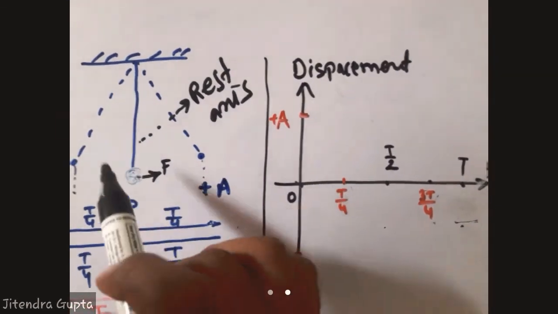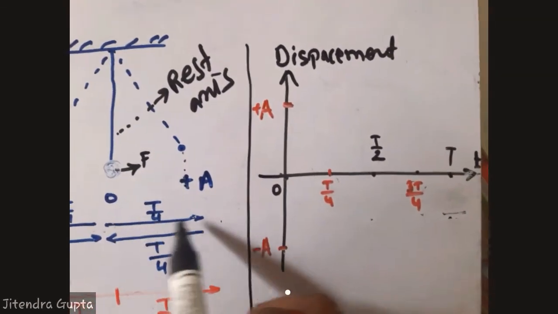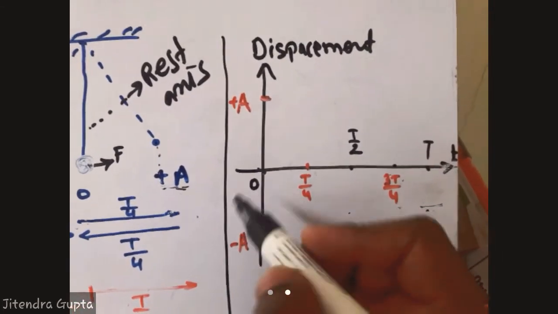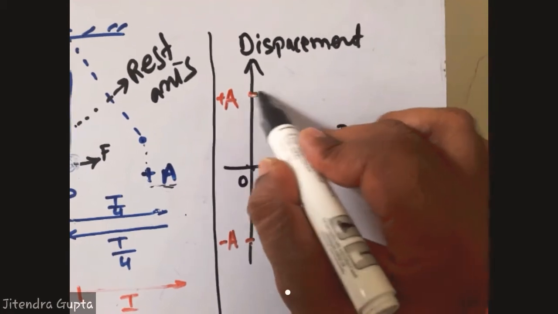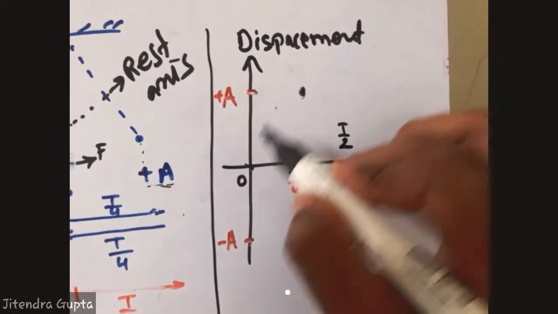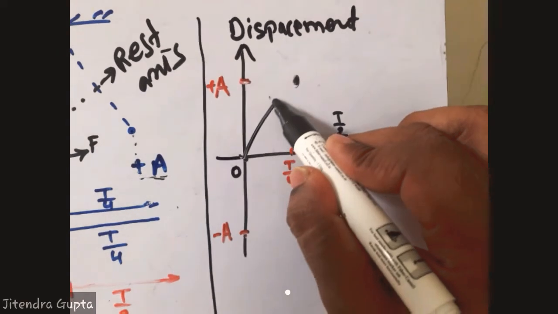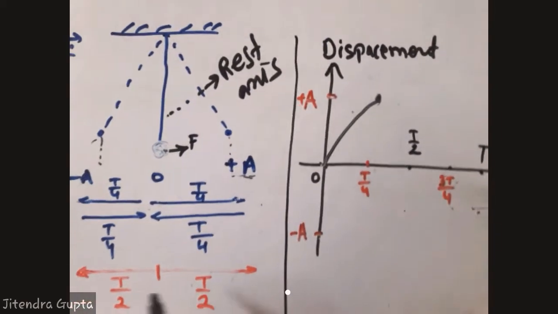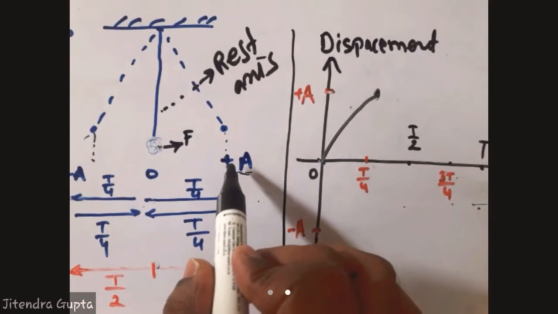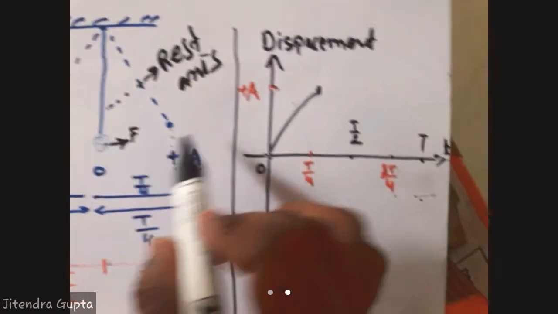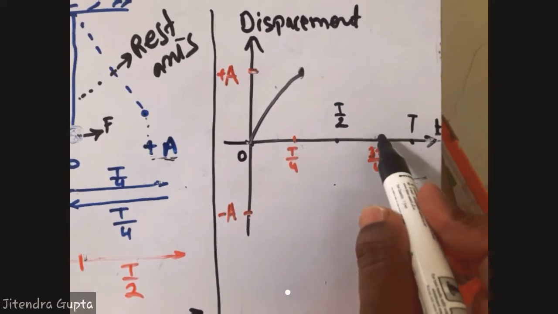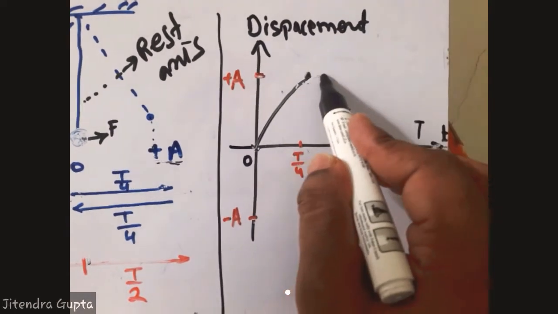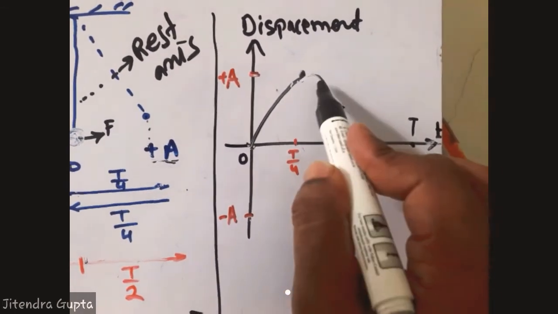So this is the displacement of the particle. In the first T by 4, where is the particle? At the extreme, that is plus A. So at T by 4 it is at this point. Starting from 0 it has reached this point. Now at T by 2, that means half the time period, the particle has come back to the mean position, that means it has come back to 0 displacement. Can you get it? Here displacement is 0.